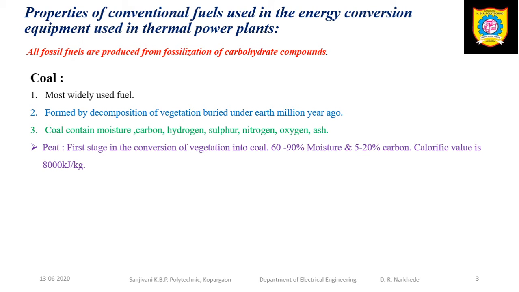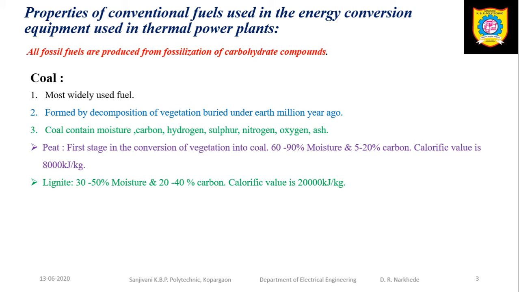It has a high percentage of moisture, nearly 60 to 90% moisture, and low carbon content, 5 to 20% carbon. Its calorific value is 8000 kilojoule per kg. And because of this higher percentage of moisture and low calorific value, it is not suitable for use in the thermal power plant. Then the second stage of conversion of vegetation is lignite.